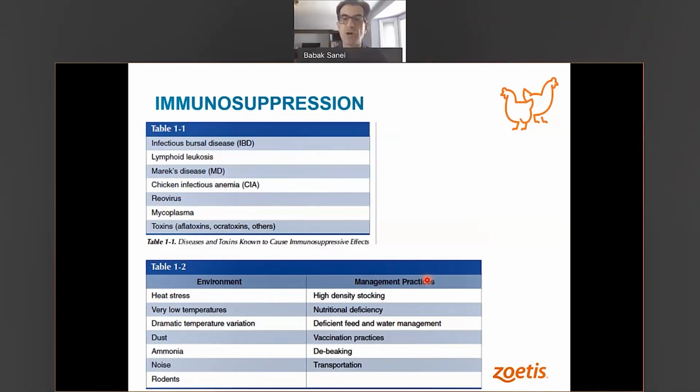The same is true for us as human beings. If you increase the stress level of any particular environmental factor, you actually predispose yourself to become immunocompromised.